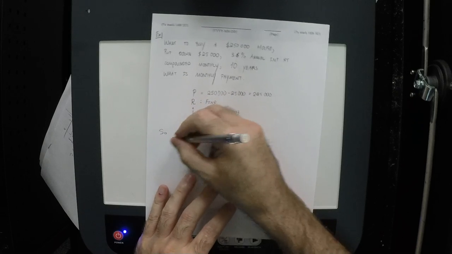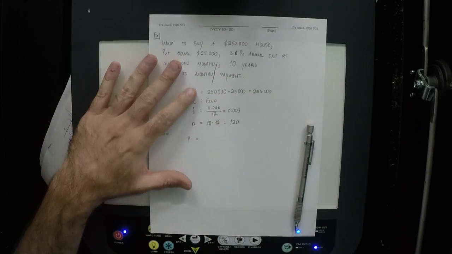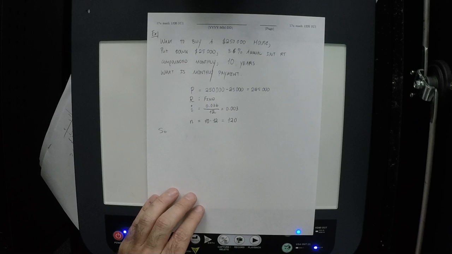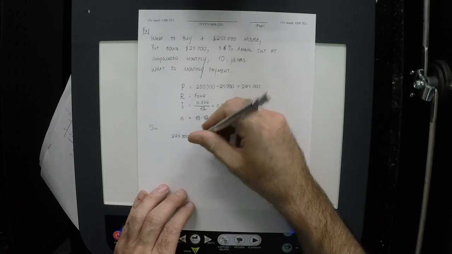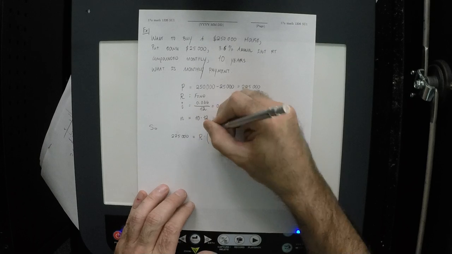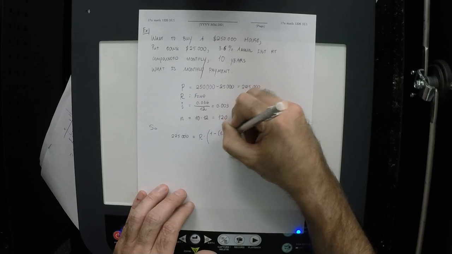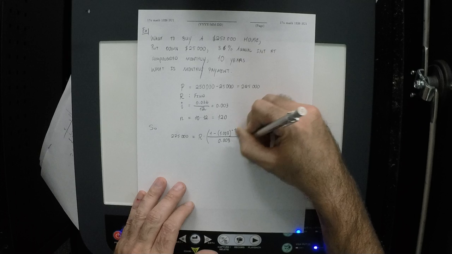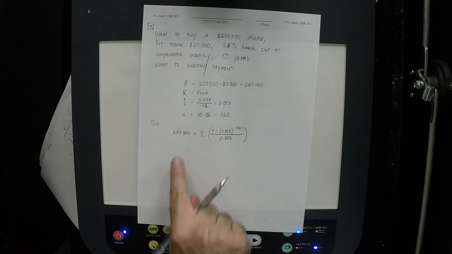Okay, well, so P, we know P. So 225,000 is R, which is what we don't know, times 1 minus 1.003 to the exponent negative 120, like so. So R is 225,000 divided by that number.